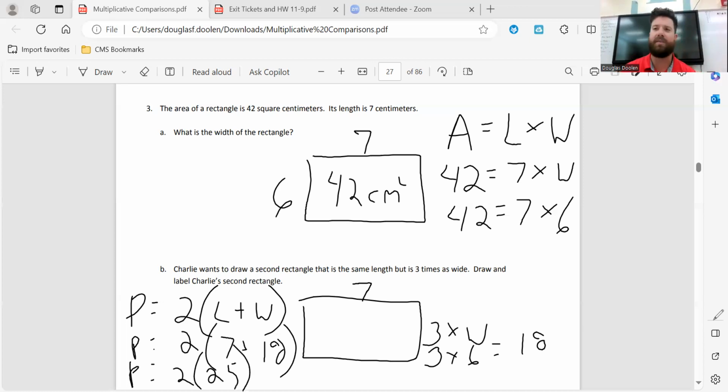Well, what's 2 times 25? This should be one of the ones that we already know. You know how much a quarter is, right? How much is a quarter? 25 cents. If you have 2 quarters, how much money do you have? 50 cents. Very good. So 2 times 25 is 50. So our perimeter is 50. Very good.